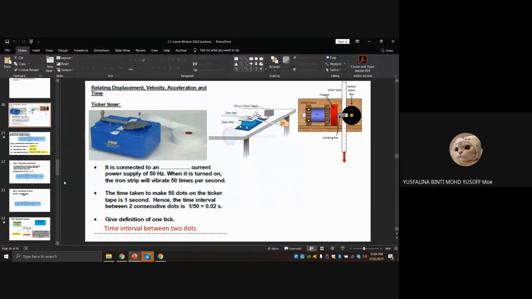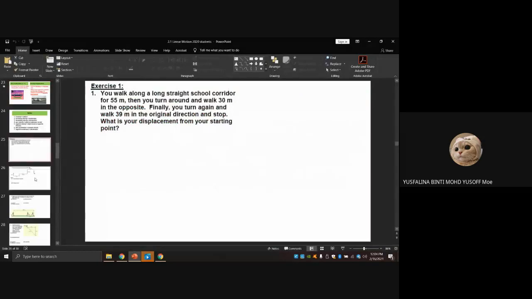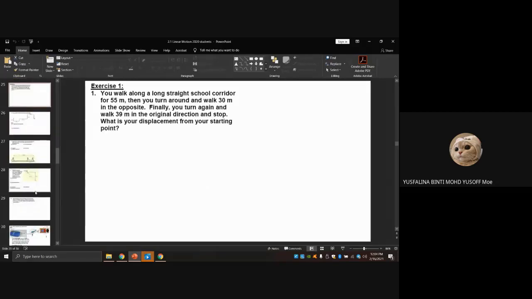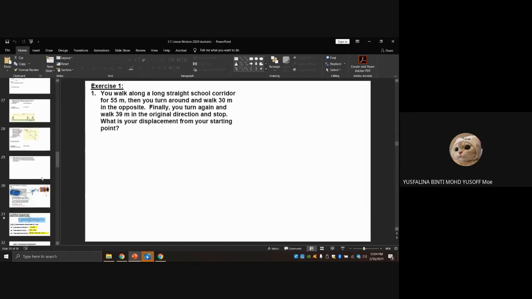So for this exercise that I gave last week, I will give you the answer in the group. So you can check whether it's right or wrong, and if it's wrong, you can make a correction. If you have any question that you don't understand, you can text me. So we continue.